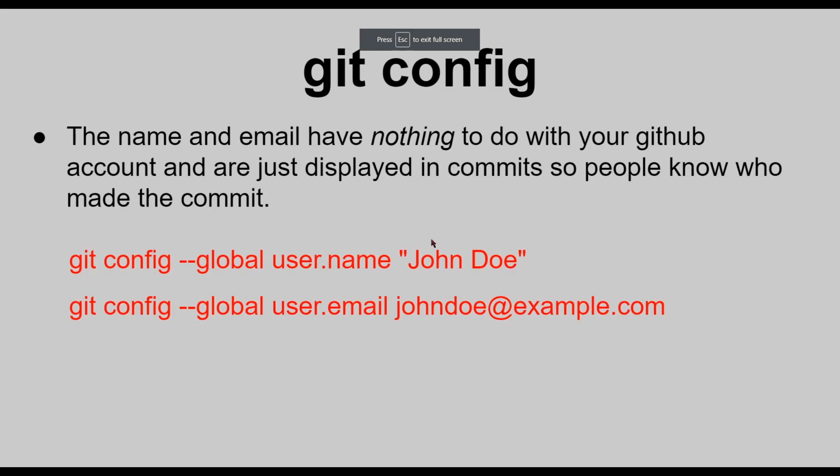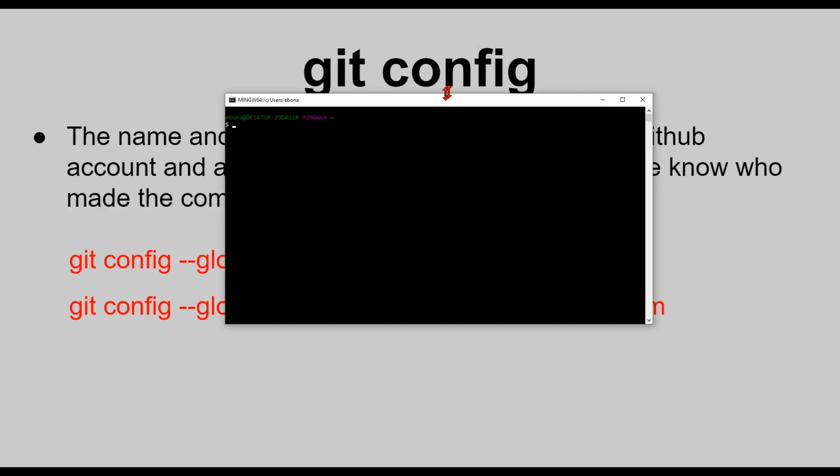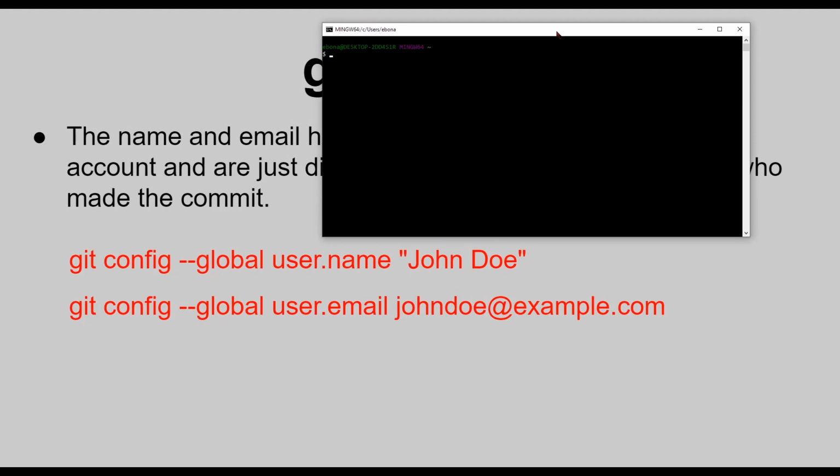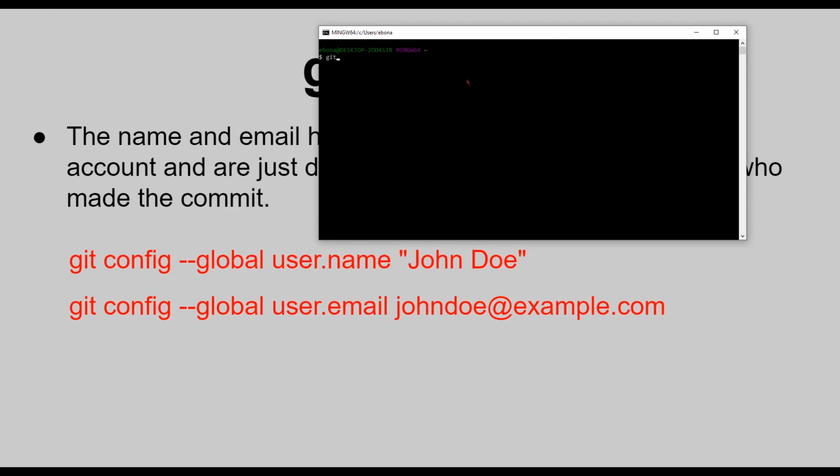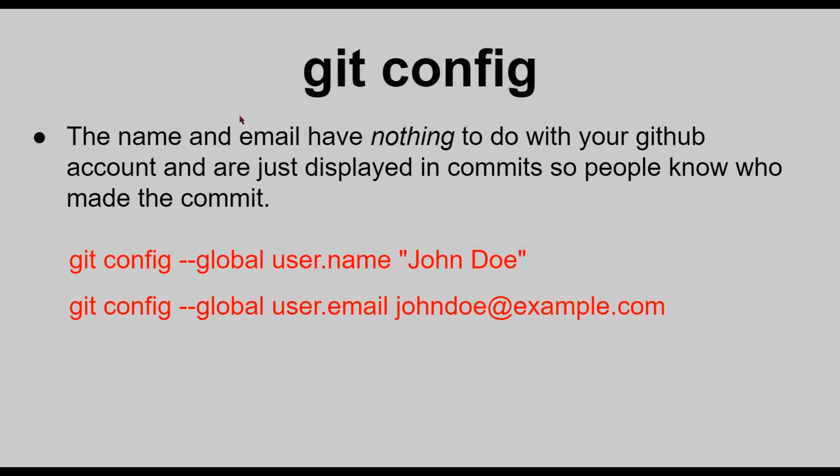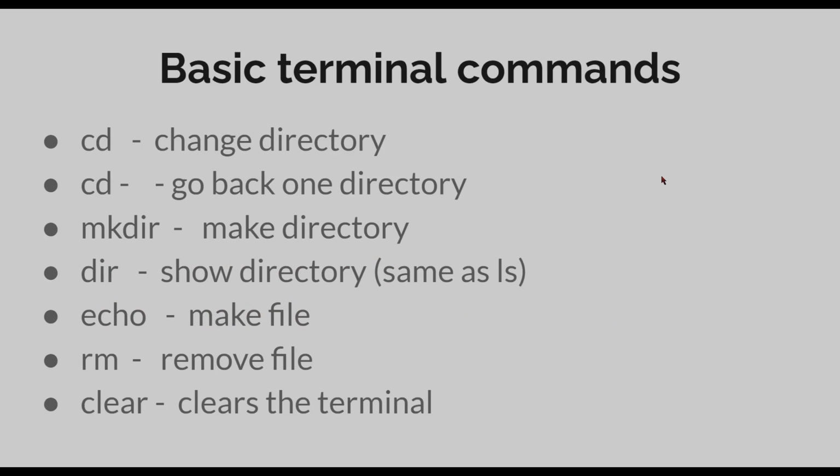So, with your command thing open, you probably already configured your thing. But I don't, so I'm going to do this. I can type in git config to set up my username and my email. So git config --global user.email, and then I'm going to type in my email. All configured.